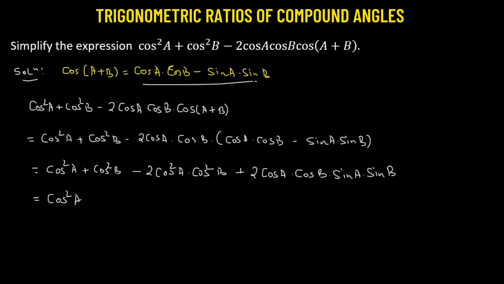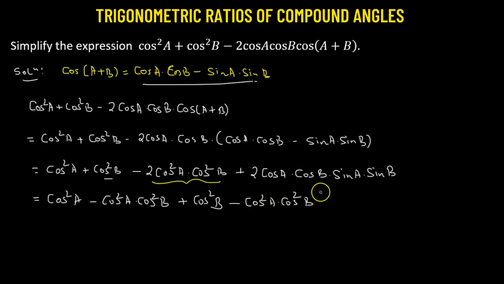So this will be equals to cosine squared A. Now what we'll do, we'll use a trick here. The trick will split this particular term, the third term, into 2 parts. So the first part being negative cosine squared A times cosine squared B. Then we have plus cosine squared B, and the other split part of negative 2 cosine squared A cosine squared B will be negative cosine squared A times cosine squared B, plus the remaining term, which is 2 times cosine of angle A times cosine of angle B times sine of angle A multiplied to sine of angle B. Right.